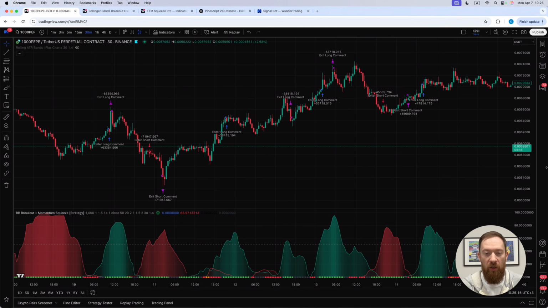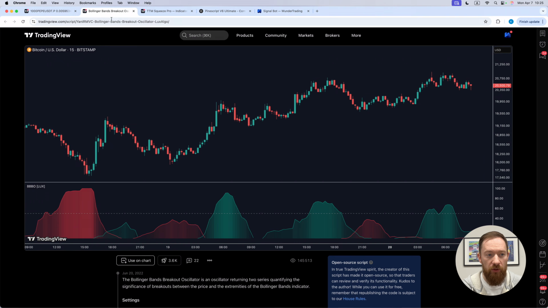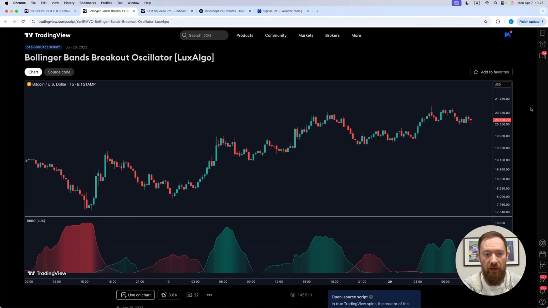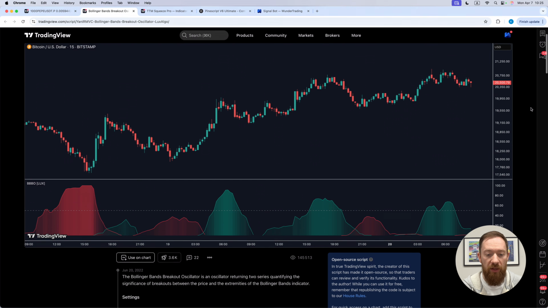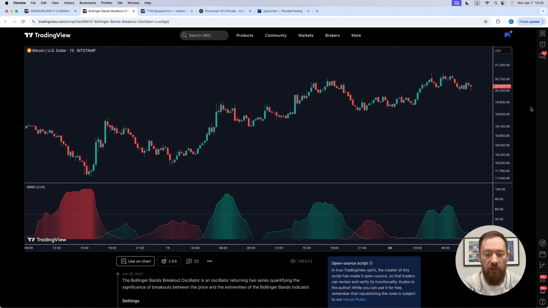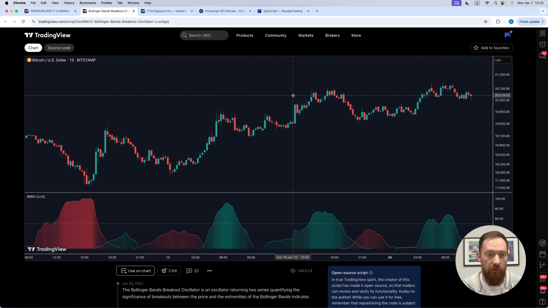Let's start. Okay guys, in order to start with this strategy, we first need to understand what the initial indicators are that we're using. The first one is the Bollinger Bands Breakout Oscillator by LuxAlgo. This oscillator returns just two series, quantifying the significance of breakouts between the price and the extremities of the Bollinger Bands indicator. So that's the first one that we're using.